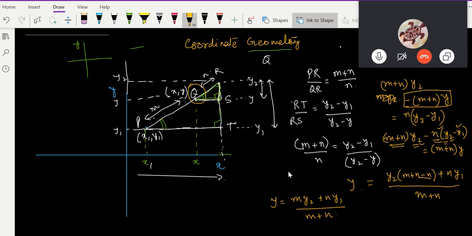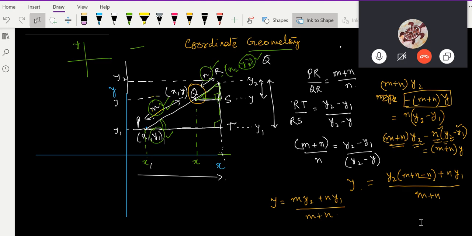See the beauty of it. m into y2, which is the coordinate of R, plus n into y1. So it's a cross multiplication. m y2 plus n y1 over m plus n, right? So this is the value of y.